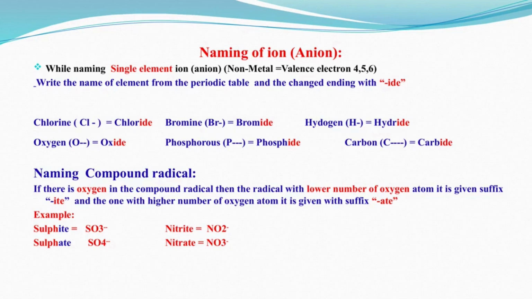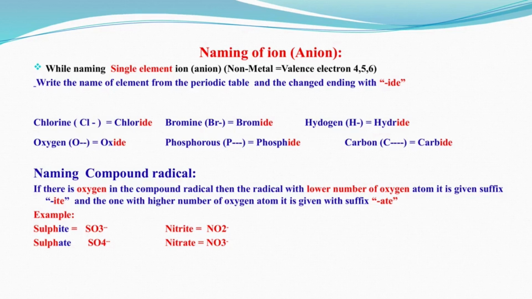So in case of naming of anions, how will we name them? While naming a single-element ion, in case of anions, which are non-metals whose valence electrons may be 4, 5 or 6, what will we write? We will write the name of the element from the periodic table and change the ending to IDE.